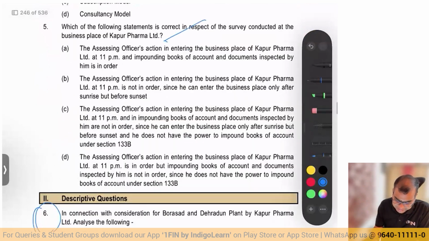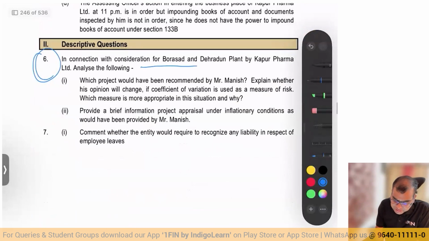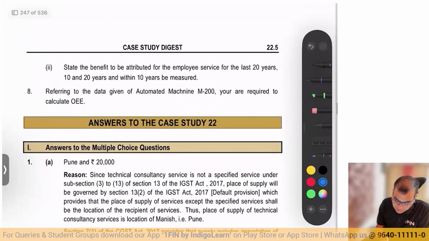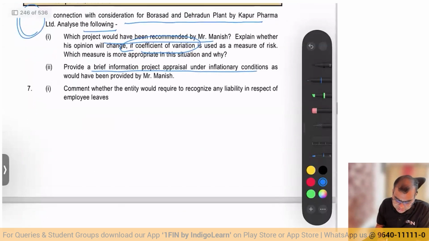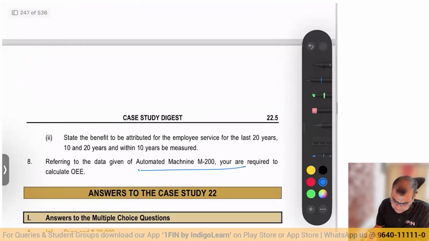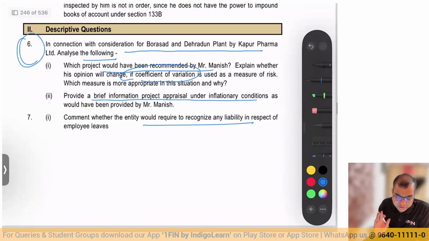Survey is income tax. In connection with consideration for Borsat and Dehradun plant by Kapoor Pharma, analyze the following. Which project should be recommended by Mr. Manish? Explain if his opinion will change if coefficient of variation is used. Provide brief information on project explanation under inflationary conditions as would have been provided by Mr. Manish. Then, is there any other question? Automatically, you are required to calculate OE. This has got nothing to do with this. Comment whether entry would recognize any liability. This is FR, or costing, I think. Yeah, FR only, probably. So only question number 6.